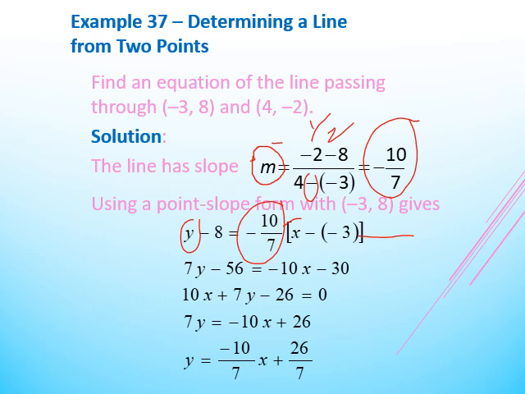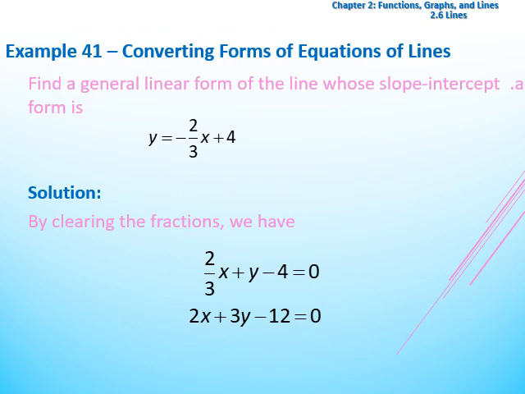Then we will follow the steps of any equation to get y alone on the left-hand side and the other values for the slope and y-intercept on the right-hand side. Note that the slope is equal to negative 10 over 7 and the value of p, which is the y-intercept, equals 26 over 7. Remember that the value of p, or the y-intercept, is the value of y when x equals 0. Now let's move to another example for converting forms of equations of lines.